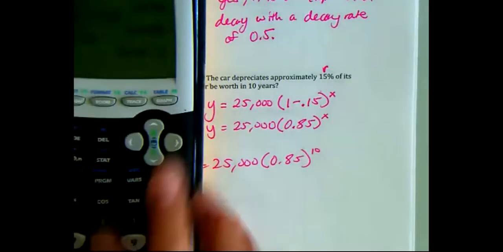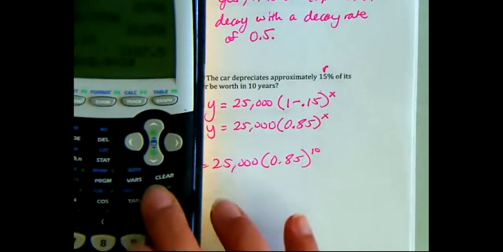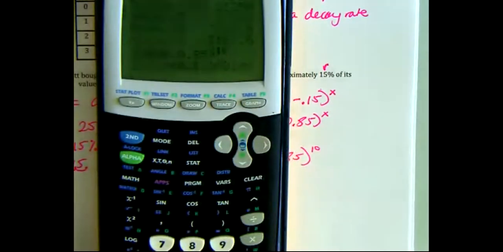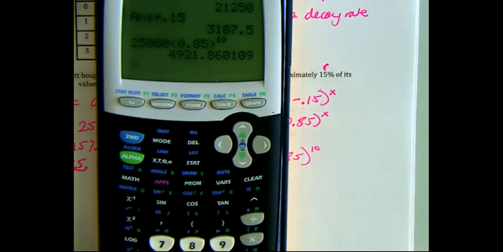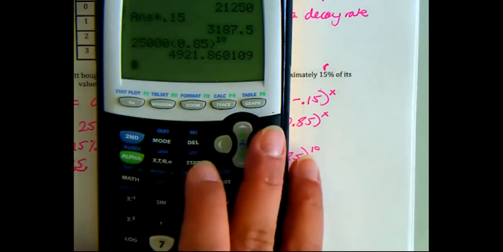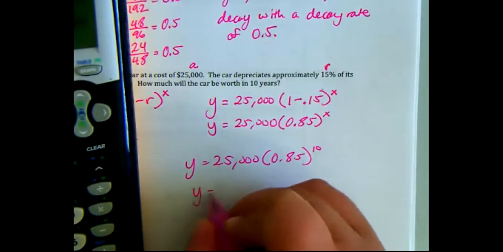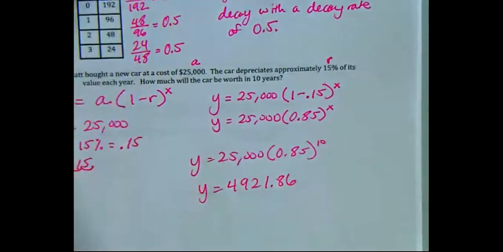So when I do that, hit enter. Again, if you want to put in any exponent number, you're using this caret right over here. I get 4,921.86. And I stopped it at the hundredths place because we're talking about money here.